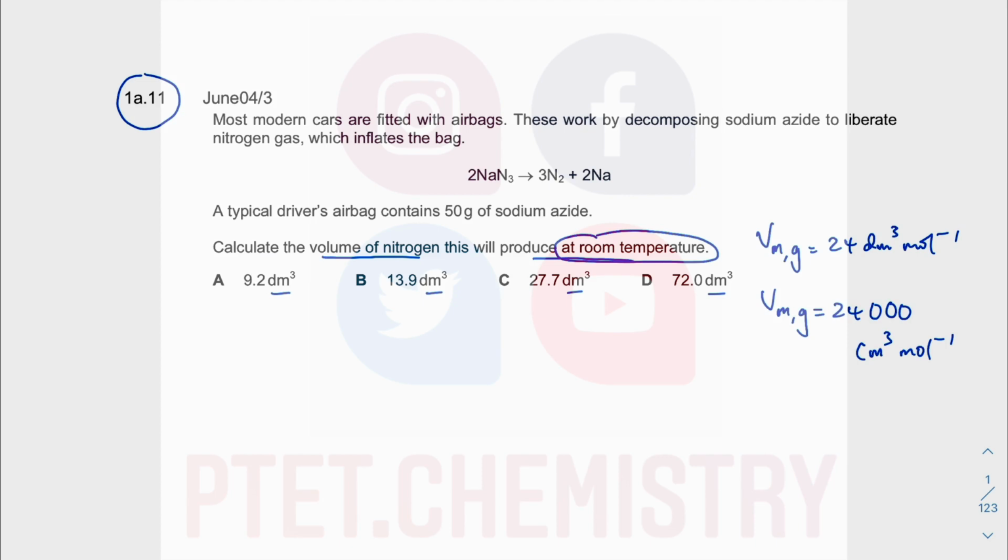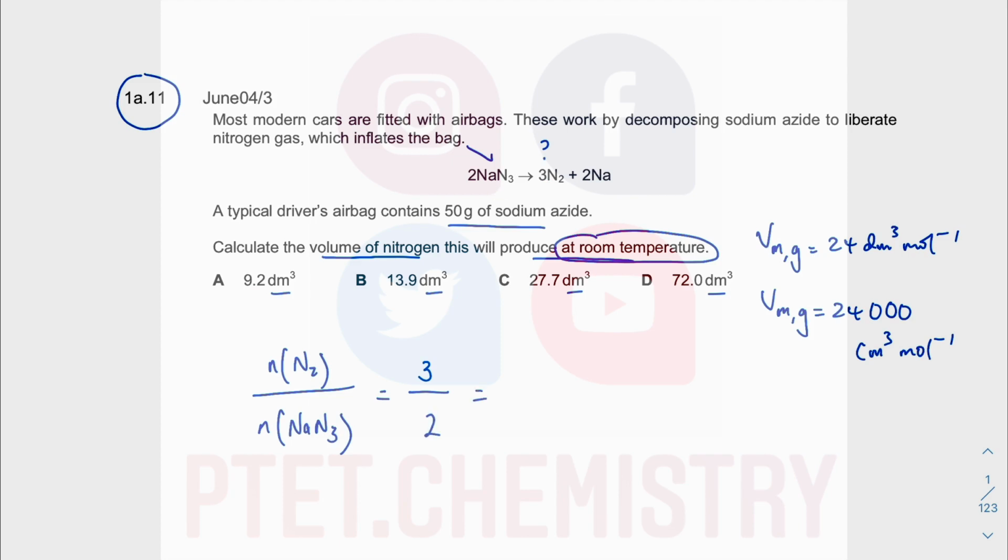Okay, people who are used to my method will have realized that I like to use mole fractions. So this is what we want to find, and we have 50 grams of sodium azide. So I'll set up my mole fractions like that. From the balanced equation, 2 moles of sodium azide give me 3 moles of nitrogen. It doesn't matter which way around you put it, but since I put the moles of nitrogen on top, on the right hand side I will follow through. 3 moles of nitrogen gas is produced from 2 moles of sodium azide.